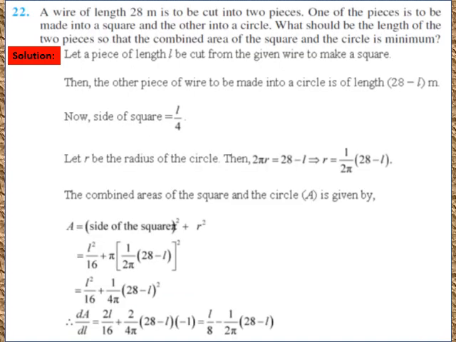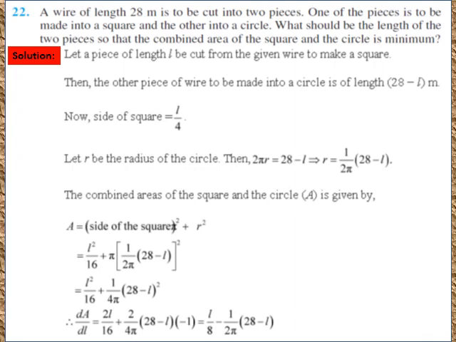Next we have question number 24. A wire of length 28 meter is to be cut into two pieces. One of the pieces to be made into a square and the other into a circle. What should be the length of the two pieces so that the combined area of the square and the circle is minimum? So here we have the function as area of square and circle.